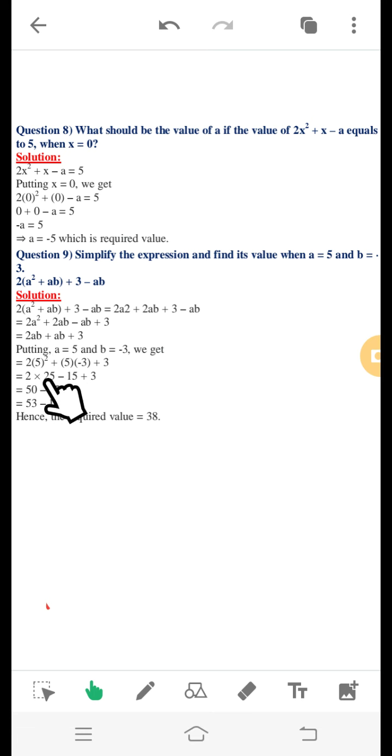So 2 into bracket 5 square plus 5 into bracket minus 3 plus 3. 5 5s are 25, so 2 multiplied by 25. 5 3s are 15, minus 15 plus 3. 25 2s are 50, minus 15 plus 3. 50 plus 3 is 53, minus 15. So the answer is 38.